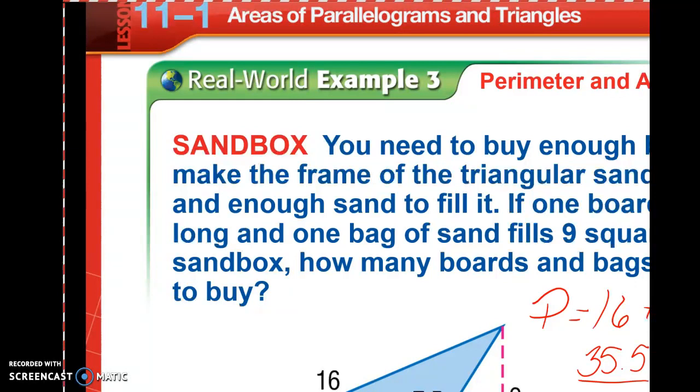Now our area is 1/2 base. Remember, base can only be a side length, so 12, because that's what this is perpendicular to, if this side was extended, times 9. 54. So this is 54 feet squared. So we're going to divide that by 9 because each bag fills 9 square feet. So this would be 6 bags.